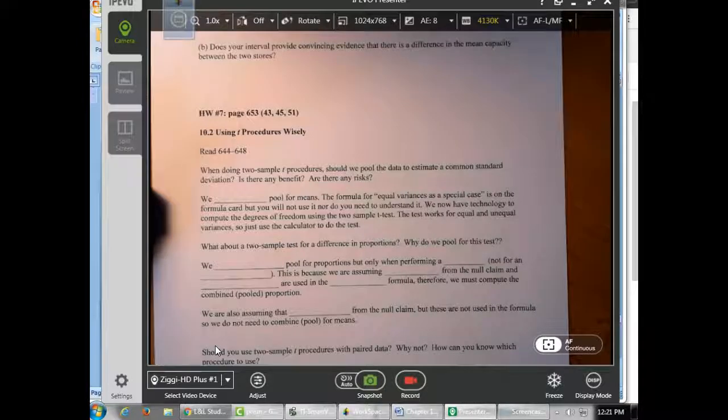So we're going to talk about specifically when do you pool or combine, when do you not. We're also going to talk about when do you use a matched pairs versus when you use a two sample. So these are some bigger issues that students have throughout the year.